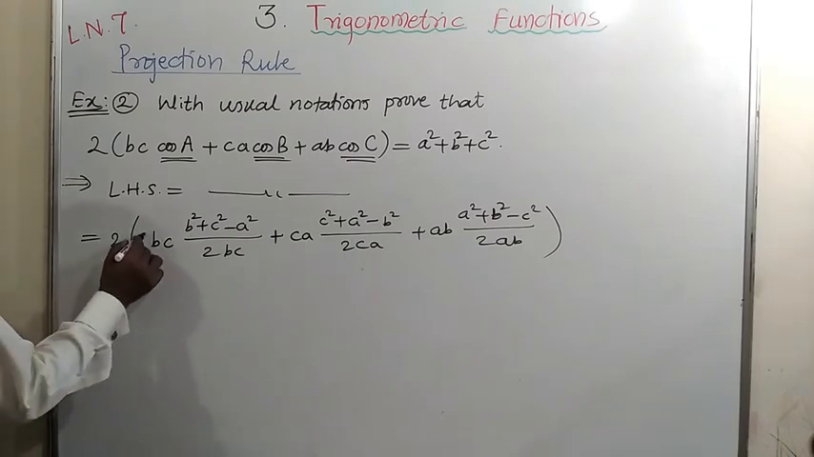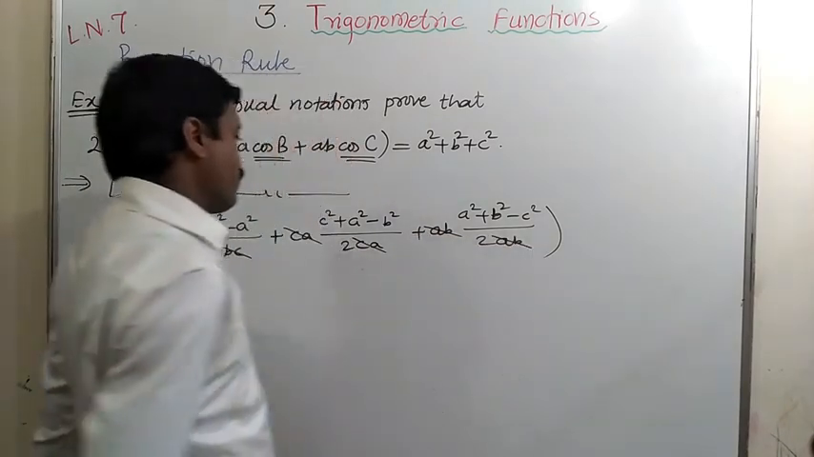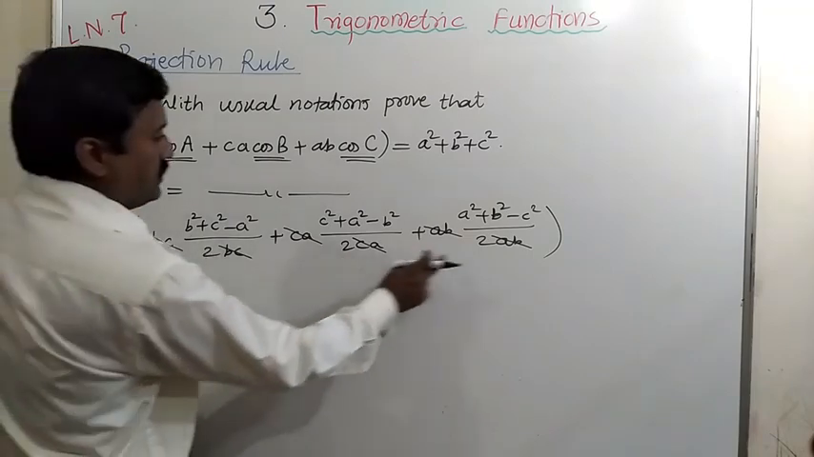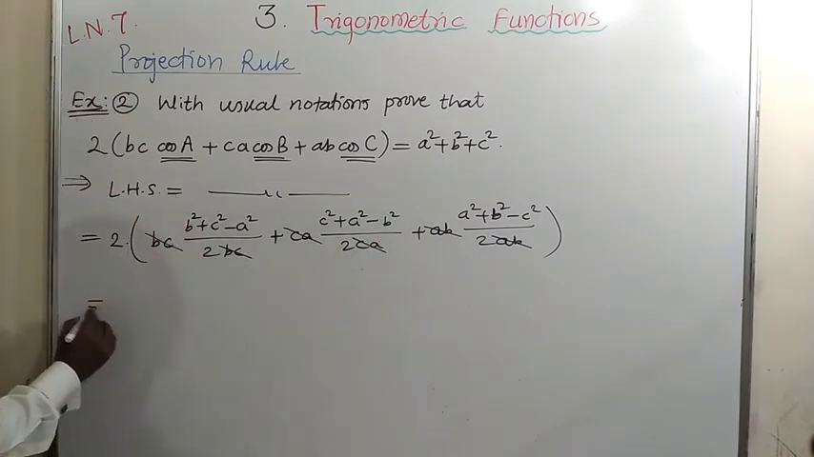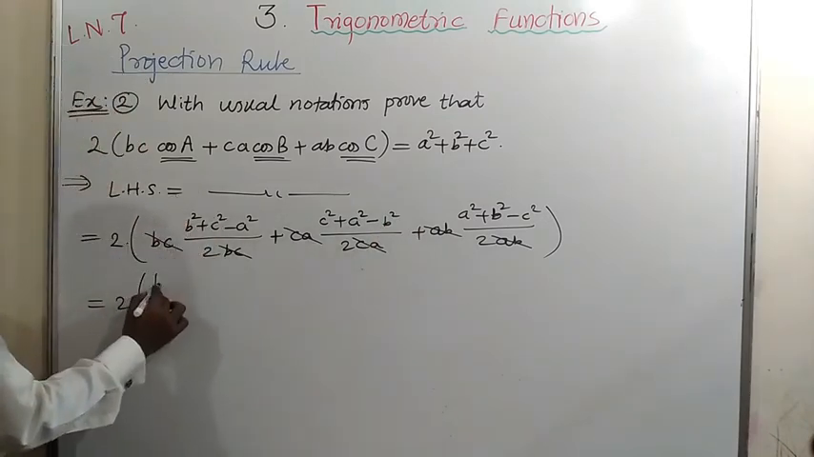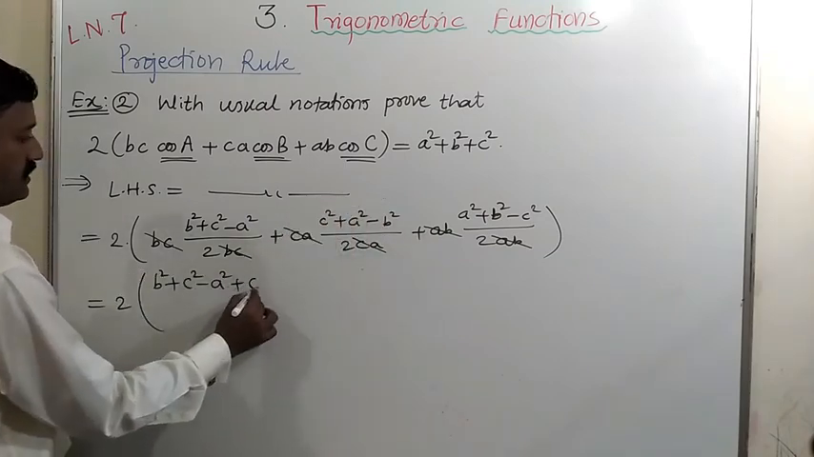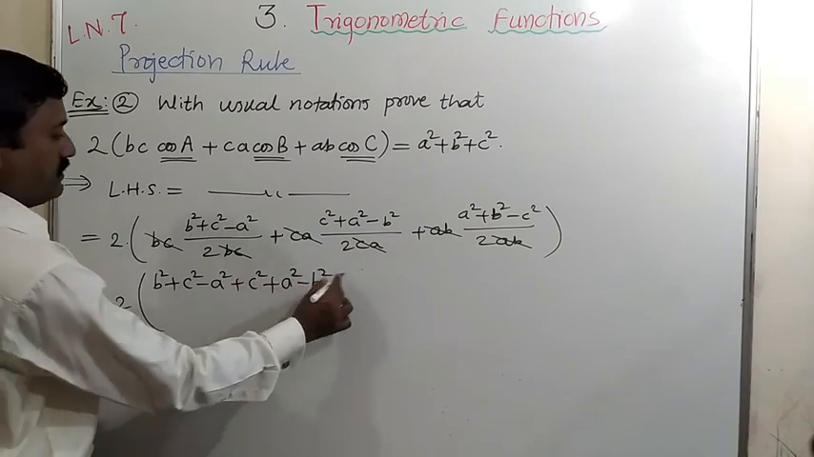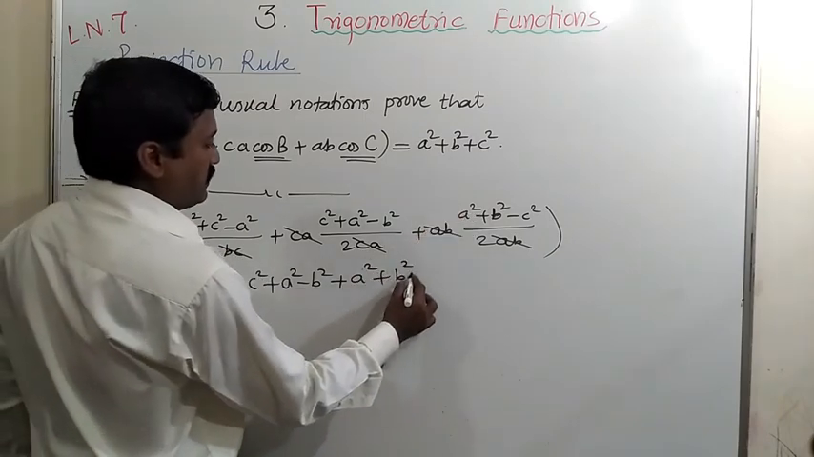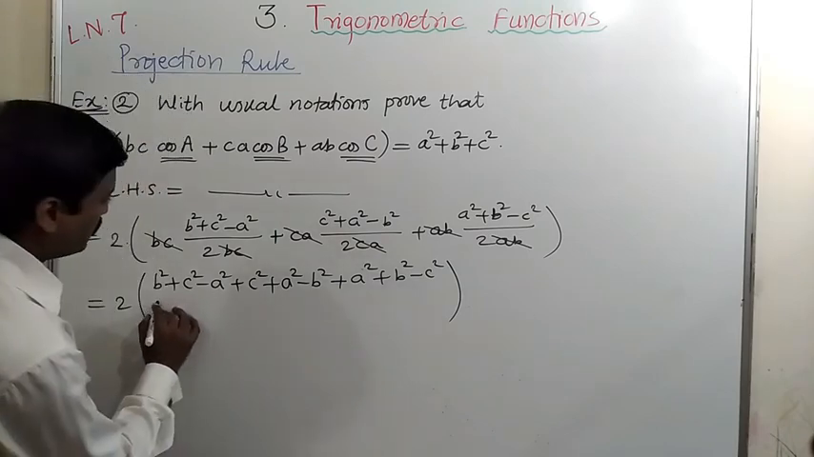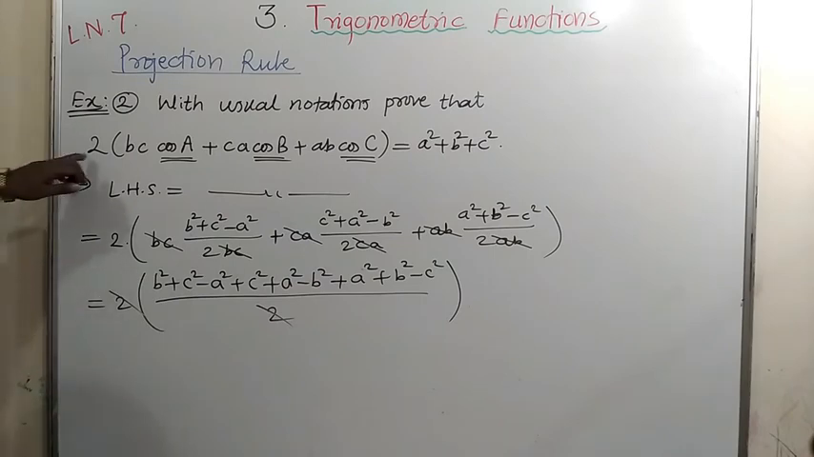Now this bc will cancel with this bc, ca will cancel, ab will cancel. Now remains at the denominator only 2 in each term. So denominator is common, so we can take the addition of numerators. So it is equal to 2 in bracket b square plus c square minus a square. There is plus, so no changing signs. c square plus a square minus b square. Last, plus a square plus b square minus c square, whole divided by only 2, and that will be cancelled with this 2 that is already given to the left.